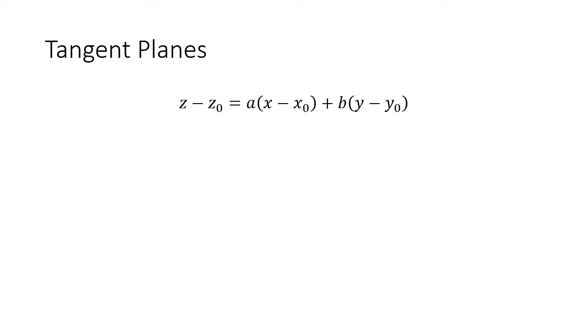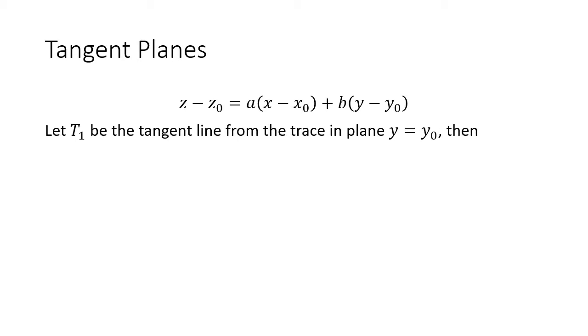Well, once I have my equation, I want T1 to be that tangent line from the trace in the plane y equals y0. So again, I have my point on my surface, x0, y0, z0. And I want T1 to be that tangent line in the trace y equals y0. So that's, again, that plane where y equals a constant. And again, it's going to intersect at that exact point, which hopefully makes sense based on that picture.